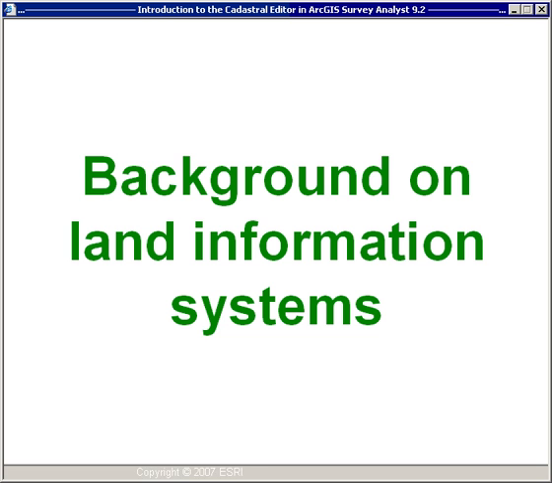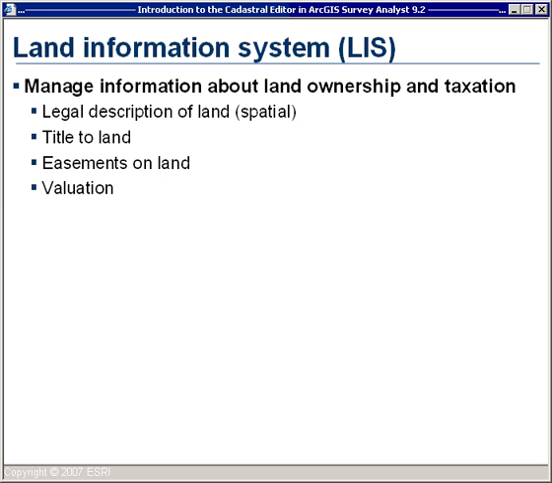Let's get started with our first topic, some background on land information systems. Well, what is a land information system? A land information system, or LIS for short, is any system with a focus on managing information about land ownership and taxation. The type of information managed includes, firstly, the legal description of the land in question. In other words, what is the shape and size of the land, and where is this land located geographically?